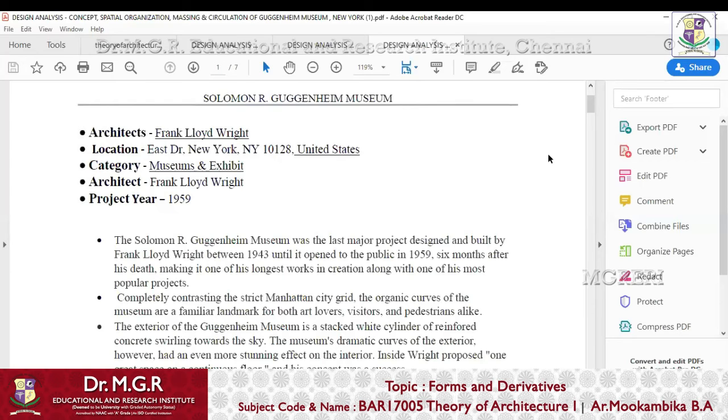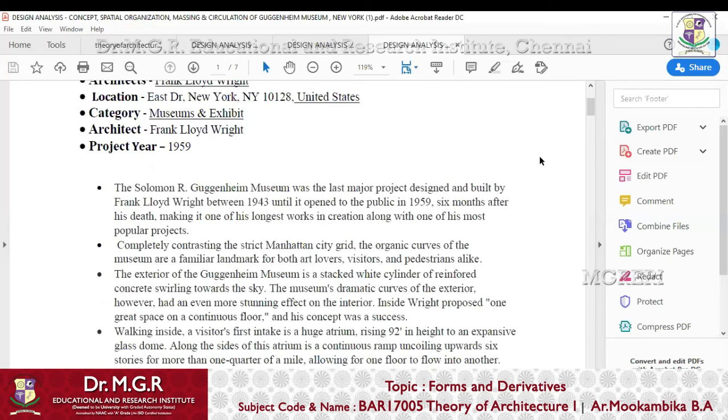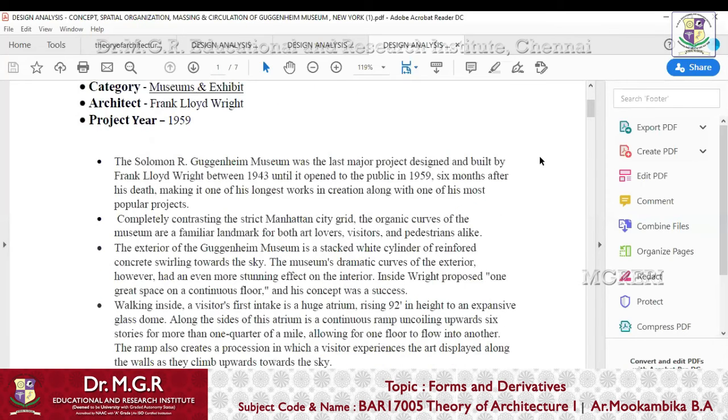The building category falls under museums and exhibits. The museum was the last major project built by Frank Lloyd Wright, begun in 1943, and it was opened to the public, if I am not wrong, 16 years later in 1959, six months after his death, making it one of his longest works in creation, along with one of his most popular projects. It completely contrasts the strict Manhattan city grid.